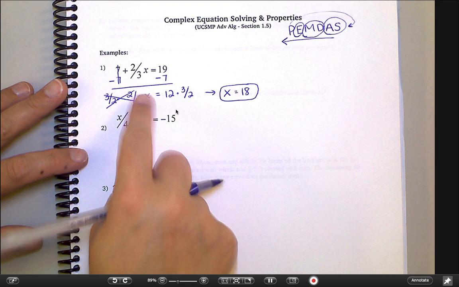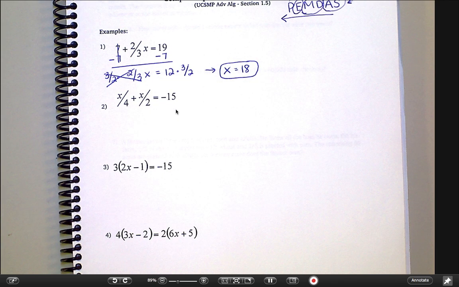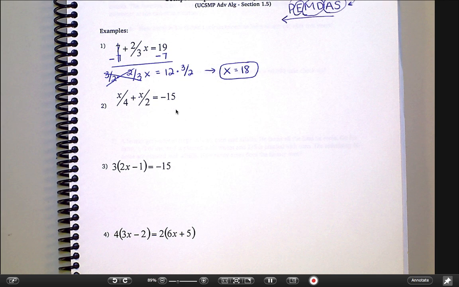And so again, the point there was how could you get rid of the 2/3? And if you divided by 2/3 and it worked out okay for you, that's totally fine, okay? But you may run into some situations where multiplying by the reciprocal works out better.